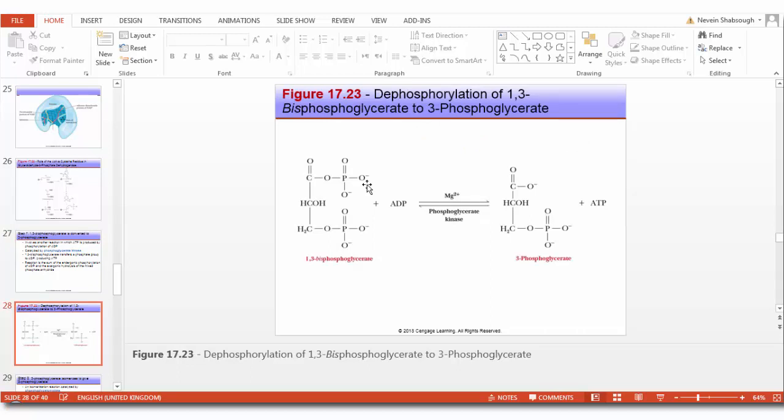As we can see in this figure, which shows the dephosphorylation of 1,3-bisphosphoglycerate to 3-phosphoglycerate, the enzyme, again a reversible reaction, requires Mg2+ as a metal ion cofactor. Actually, all kinases require Mg2+ for their reaction.